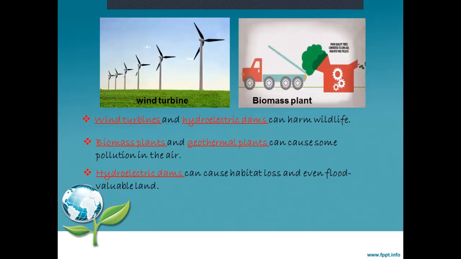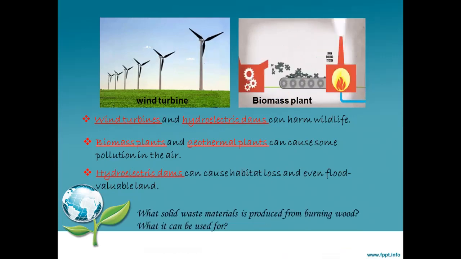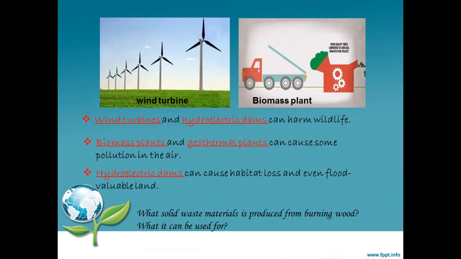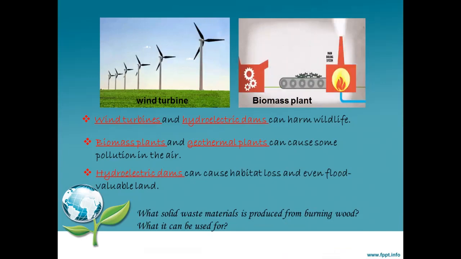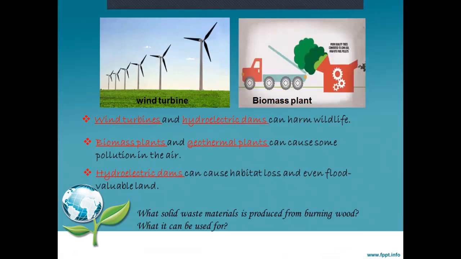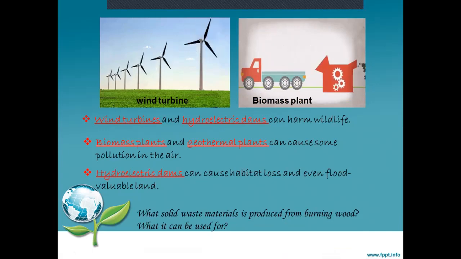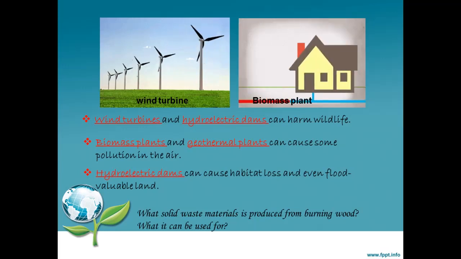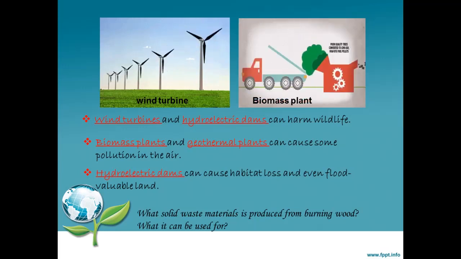So before we end this lesson, week 4, I have a question here for you. What solid waste material is produced from burning wood? And what do you think it can be used for? All right, so here, the waste material produced from burning wood is the so-called ash, right? And what can it be used for? So ash, guys, is used as fertilizer.